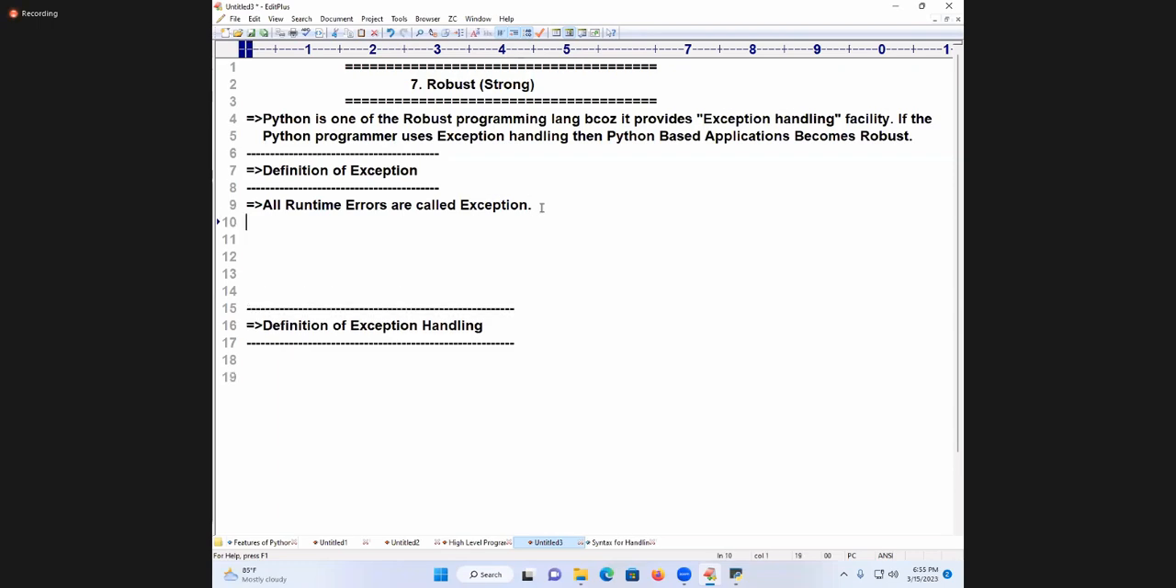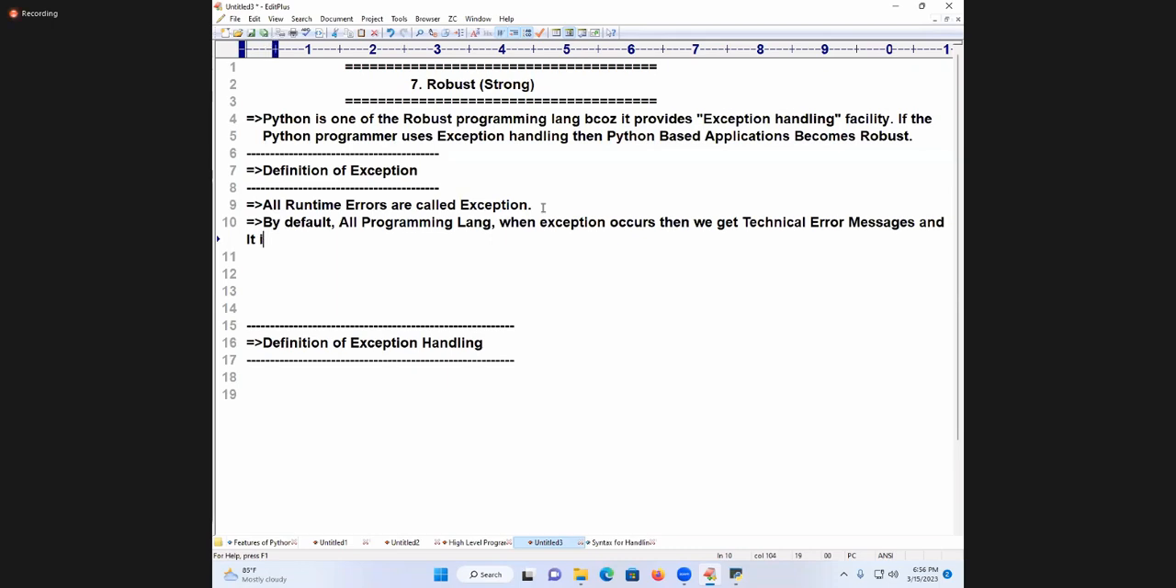When I enter invalid input, what will come? Exception. By default, in all programming languages, when an exception occurs, then we get which messages? Technical error messages. I hope you are getting me. I will write a separate line. In industry, it is not recommended.